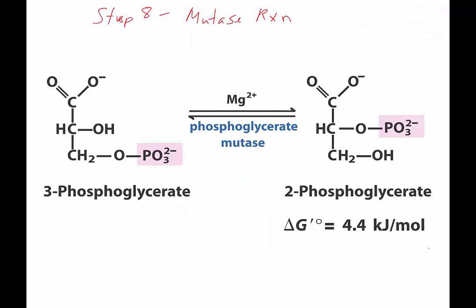So step 8 is what is known as the mutase reaction. It's basically another isomerization type of reaction, but the particular enzyme that carries it out is called phosphoglycerate mutase. Basically, in this reaction, our 3-phosphoglycerate is going to get converted to 2-phosphoglycerate, and it basically just involves the movement of this phosphoryl group up to carbon number 2.